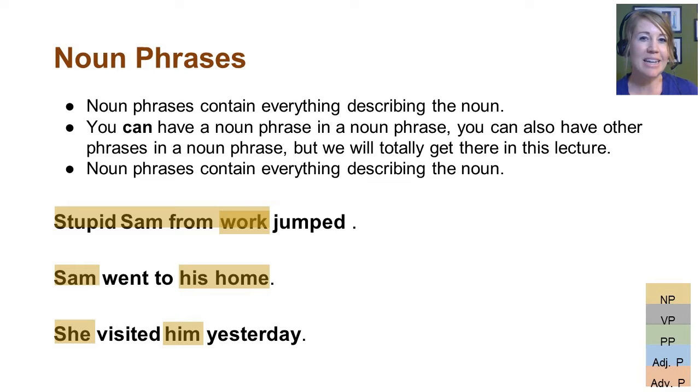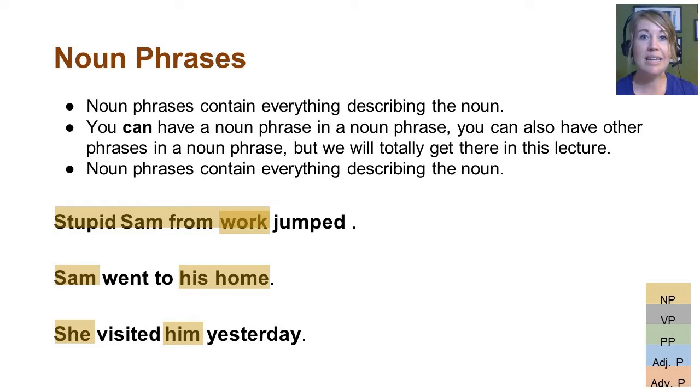But inside that noun phrase, I have another noun. I have the noun work. So work is also a noun phrase. So yes, I have 2 noun phrases. I have a noun phrase and a noun phrase. Again, the secret is identify the nouns or the pronouns. She went to his home. So, Sam went to his home. Sam is our noun phrase.